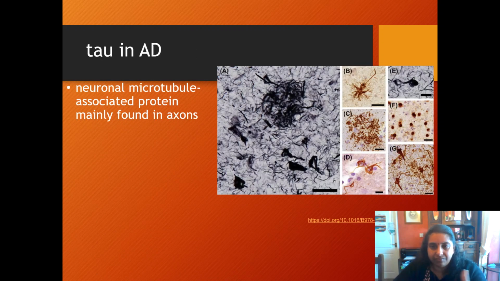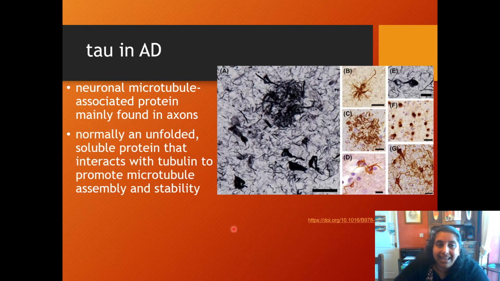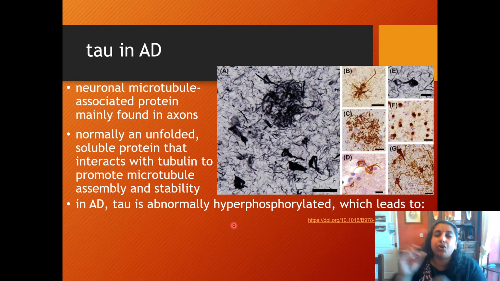So, what about tau? You will have been told about the NFTs in Alzheimer's disease. They are caused by tau aggregation, well, they're caused by the tau. What is tau? Tau is a neuronal specific microtubule associated protein, and it's mainly found in the axons of the neurons. It's normally an unfolded soluble protein that interacts with tubulin to promote microtubule assembly and stability. Microtubules are very important parts of cells that keep their structure. And they're also used for transport of various things along the neurons as well.